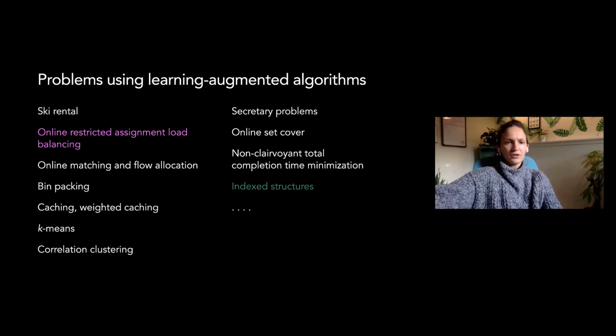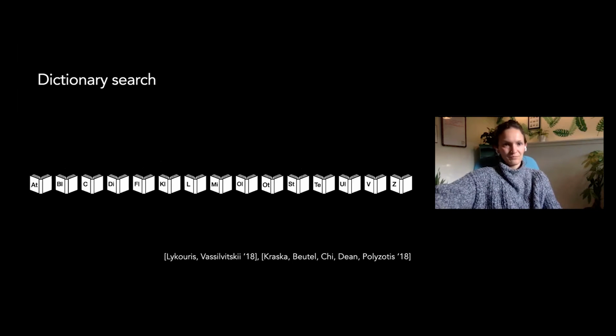Learning augmented algorithms have been used for a ton of problems. These were literally just the first things I came up with when making this slide yesterday. So today I'm going to talk about online restricted assignment scheduling, which is also known as load balancing, as well as what I called index structures, but really it's just going to be dictionary search.